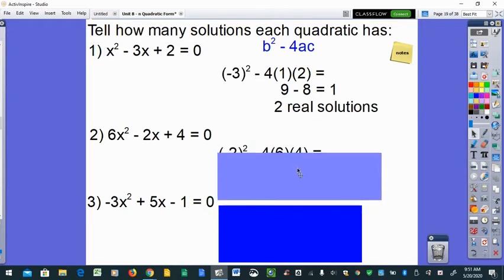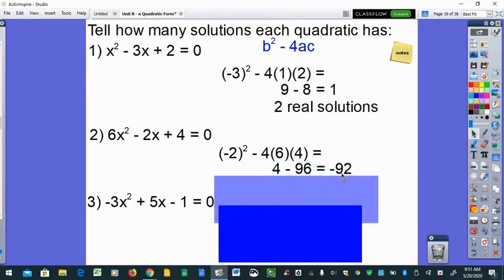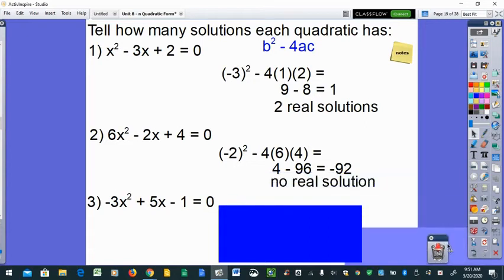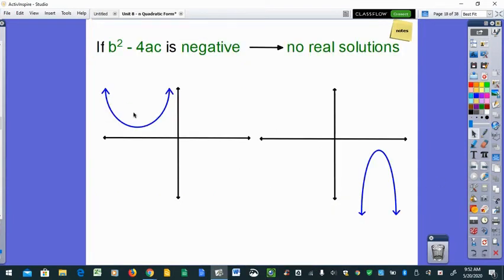Okay, the next one, you would have had the -2 squared, which is 4, minus 4 times 6 times 4. You'd get 4 minus 96. You get a negative number, and this would have no real solutions. Again, because the a is positive, this parabola is opening up, but its vertex is above the x-axis. It has no real solution. Let me just show you what I mean. It looks kind of like this guy. Okay, the last one.